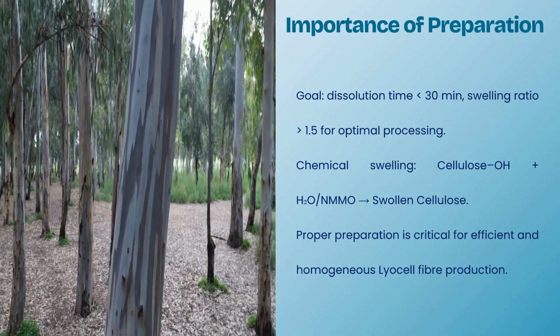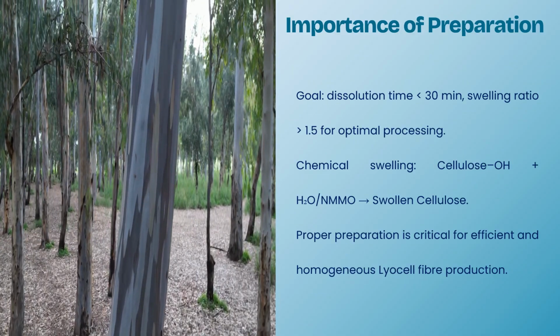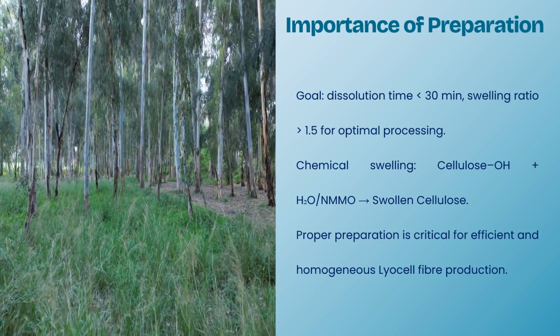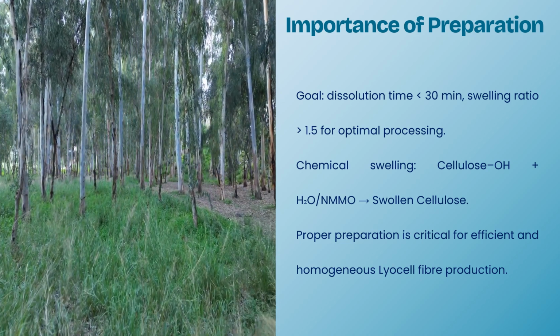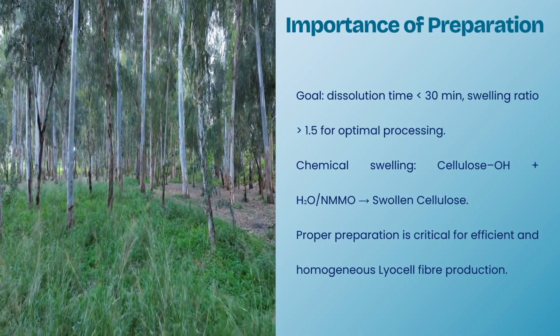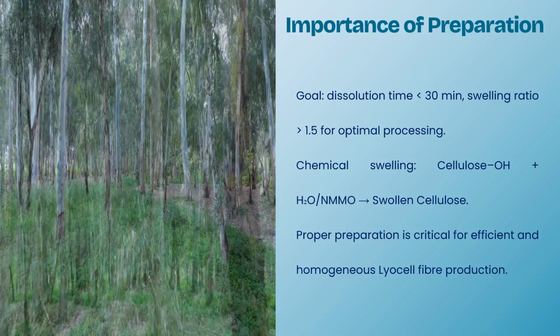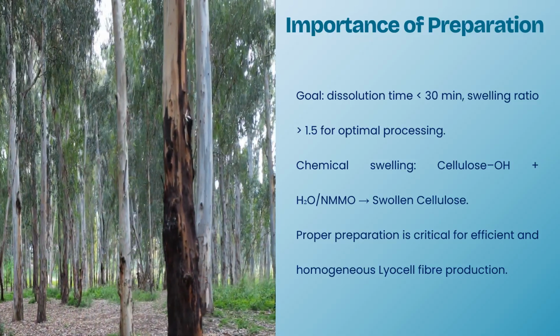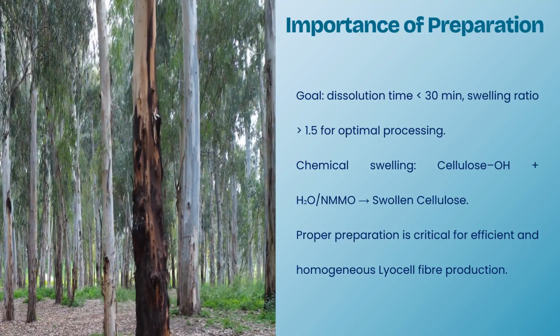Proper preparation of cellulose is essential for successful lyocell production. The goal is to achieve rapid dissolution, typically in less than 30 minutes, and a swelling ratio greater than 1.5. When cellulose interacts with water or NMO solvent, swelling occurs, allowing solvent molecules to penetrate the structure. Good preparation results in homogeneous dissolution and consistent fiber quality.